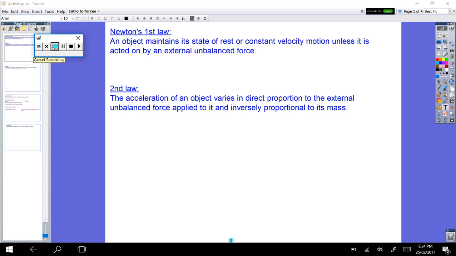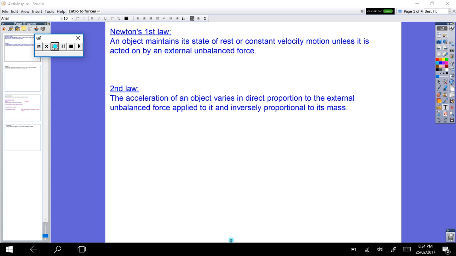Newton's second law says that the acceleration of an object varies in direct proportion to the external unbalanced force applied to it and inversely proportional to its mass. The first law dealt with cases where the forces were balanced so that no acceleration occurs. So the object either stayed at rest or moved at a constant velocity. However, this second law deals with unbalanced forces and hence acceleration will occur. Some examples are dropping something over a cliff. There is no upward force to balance the force of gravity, which is acting on the rock downwards, and that is assuming that we neglect air resistance.